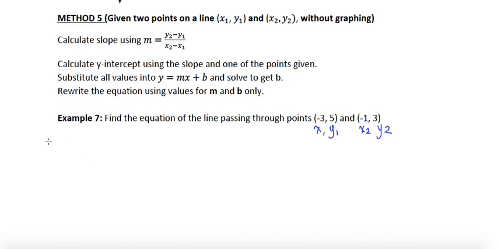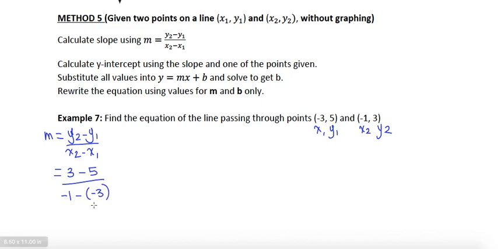So that's the first thing we want to do. So we want to calculate the slope. So m is equal to y2 minus y1 over x2 minus x1. So we're going to substitute in our values. y2 is 3 minus, and then y1 is 5. And then x2 is negative 1. And we're subtracting x1, which is negative 3. It's really important to keep both of those negative signs there.